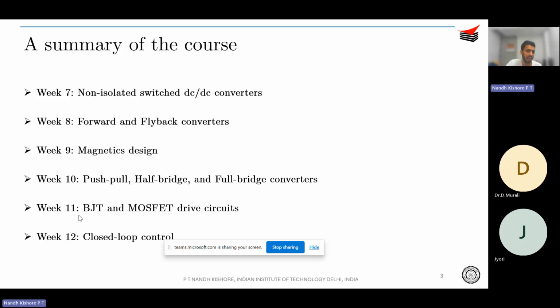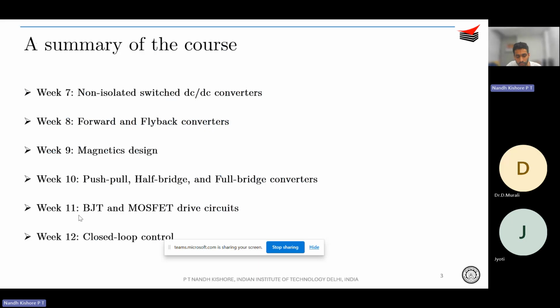So now that we had studied all of these converters that are controlled by active power devices or semiconductor devices, how do we drive these devices, right? So that is the next point, and that is what we dealt with in week number 11. That is, we studied the drive circuits for BJTs and MOSFETs. We briefly went through the drive characteristics and the drive requirement for BJT and the drive requirement for MOSFET. And based on that, we design drive circuits that can drive these devices.